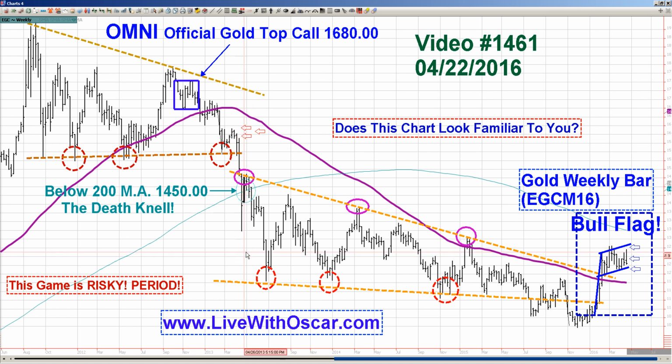It broke the yellow line. It made another formation almost exactly like the one up here. And basically, we used this chart to trade gold all the way down.